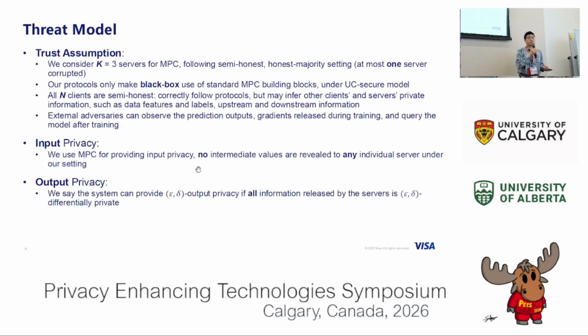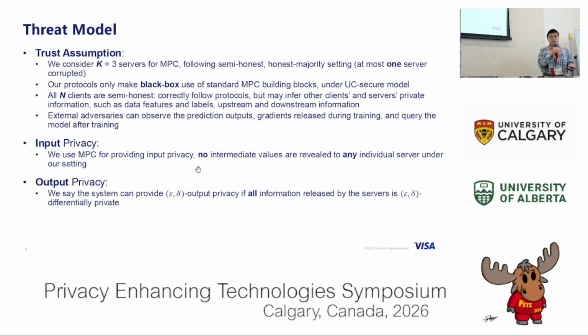So in our threat model, we consider that we have 3 servers for MPC, and they are both semi-honest and honest majority. We also make black-box use of all the standard MPC blocks. All the clients we consider are semi-honest, meaning that they will work correctly on the protocols, but they will try to infer all the information from both the servers and other clients.